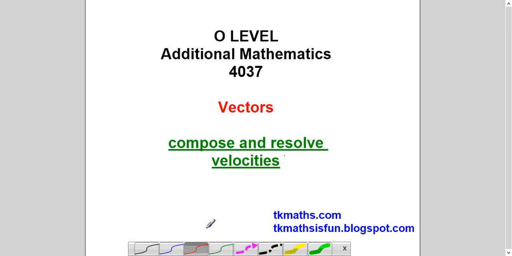In today's video, we will see the explanation of vectors and its concept of compose and resolve velocities, which is a part of the syllabus of O-level additional mathematics.